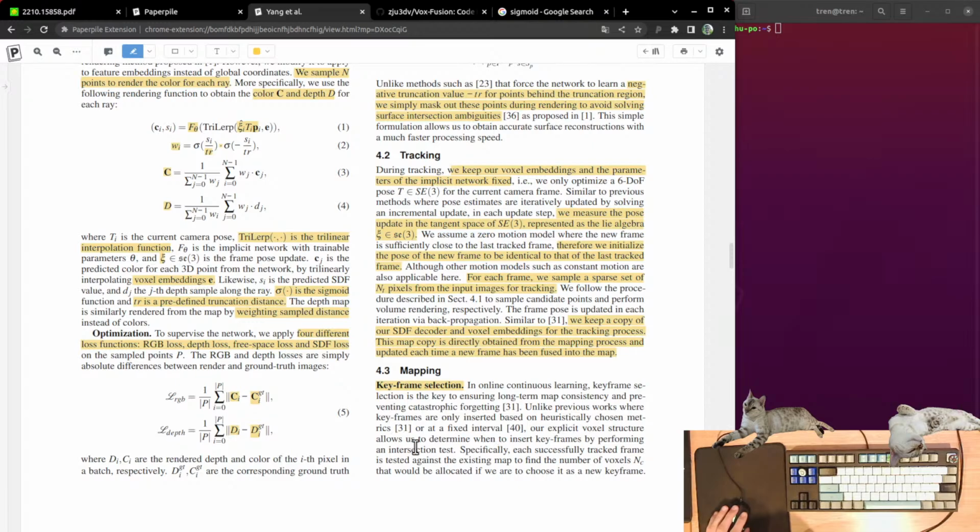Our explicit voxel structure allows us to determine when to insert keyframes by performing an intersection test. Each successfully tracked frame is tested against the existing map to find the number of voxels that would be allocated if we are to choose a new keyframe.